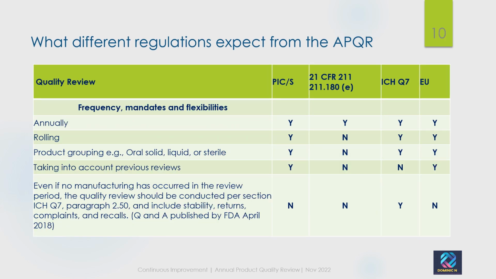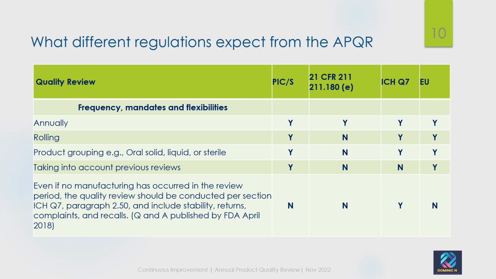As part of this, what's the frequency? It should be annual, and everybody agrees to it. If you look at all the standards we have here, they all agree that it should be annual, it should be rolling, continuous, not just the first year, right? You need to go to the second year, and it should always refer to the previous year. Products can be grouped, taking into account previous reviews.